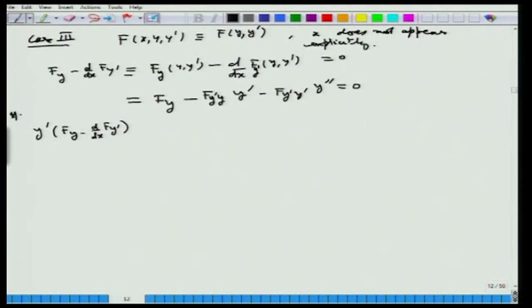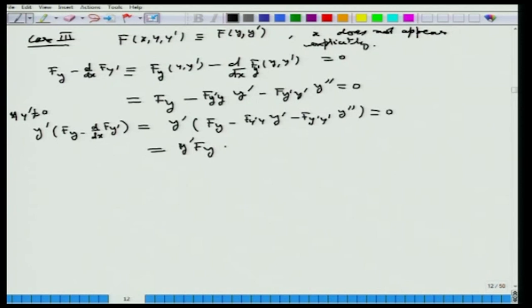So if y prime is not equal to 0, then y prime f_y minus f_{y'y} y prime square minus f_{y'y'} y prime y double prime is 0. Writing in expanded form, you have y prime f_y minus f_{y'y} y prime square minus f_{y'y'} y prime y double prime equal to 0. So let us write this in the same order, f_y and f_{y'}, multiplying by y prime, we get this.